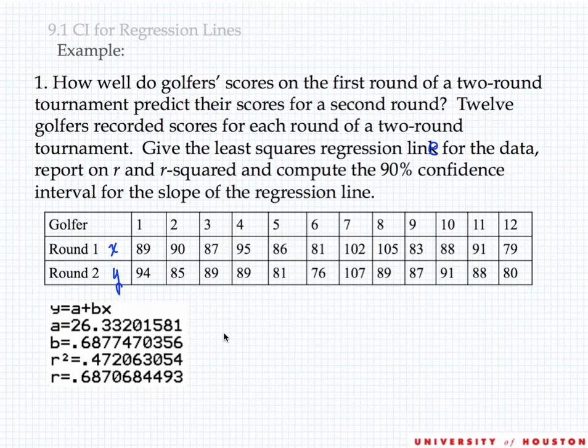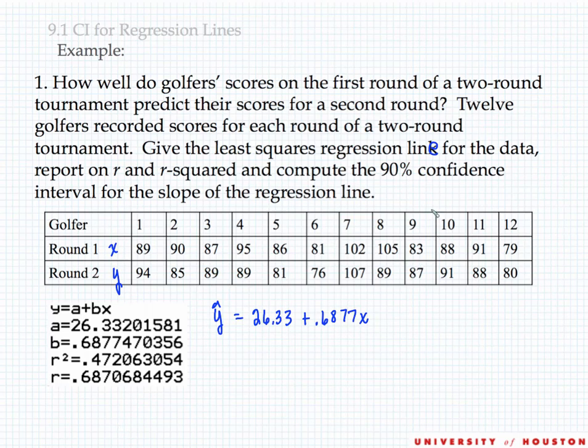So I've pasted our calculator values right here, and this makes our regression equation equal to 26.33 plus 0.6877x. There's our r squared and our r. You can see that we have a positive linear association, although it's really not that strong.